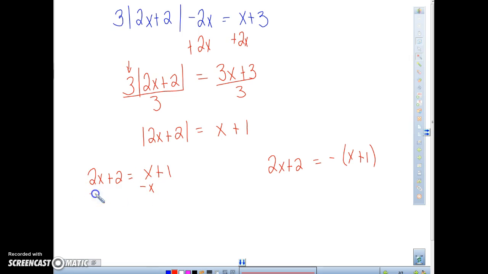Start solving, so we'll subtract x. x plus 2 equals 1, subtract 2. x equals negative 1. That's one of our options. Let's go to the other side. We have to distribute the negative sign.